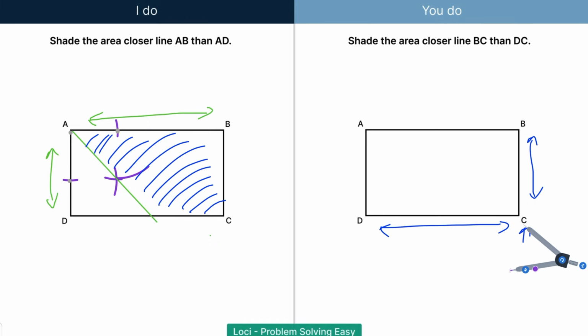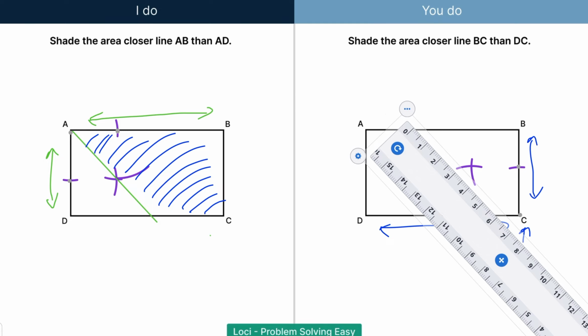So I'm going to grab my compass. I'm going to put it on the edge here. It doesn't really matter how much you open it. We're going to put it on C. Rotate it. Put a mark there. Bring it down. Put a mark there. Take it, put it on that mark, cross that through, put it on this mark, cross that through. Now we can get rid of the compass. Now we can bring in the ruler.